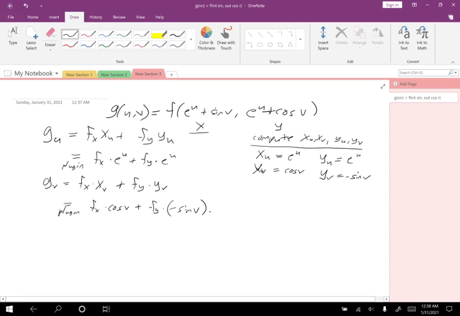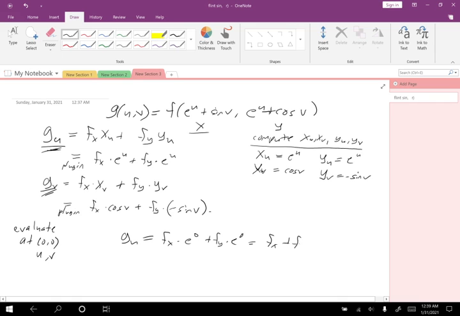Okay, so this gives us what we want, but they're functions, right? So now evaluate at 0, 0. Remember, this is u and this is v. This is not x and y. So g sub u will then be equal to f sub x times e to the 0 plus f sub y times e to the 0. So that's just f sub x plus f sub y.